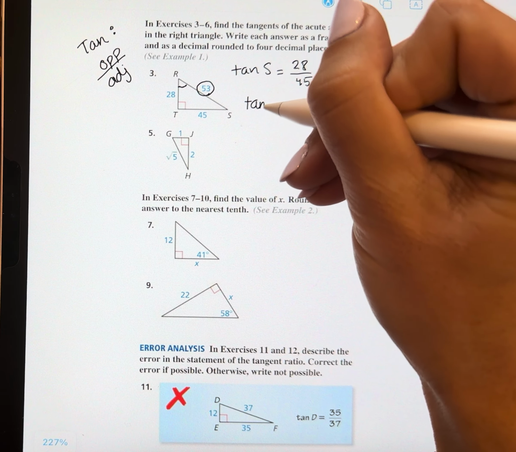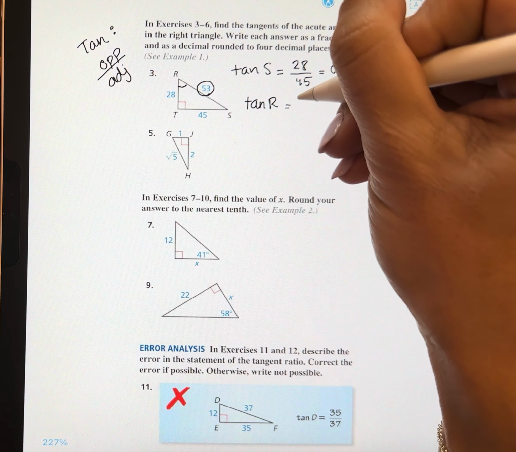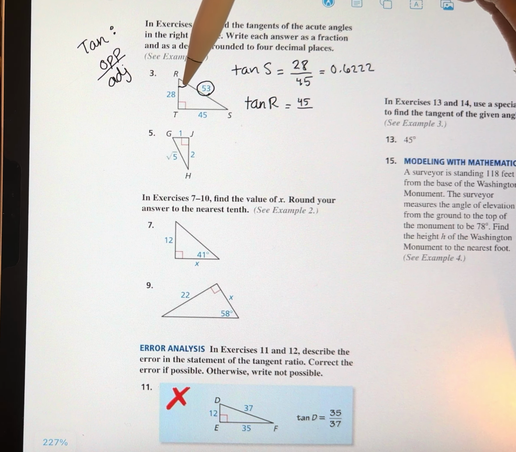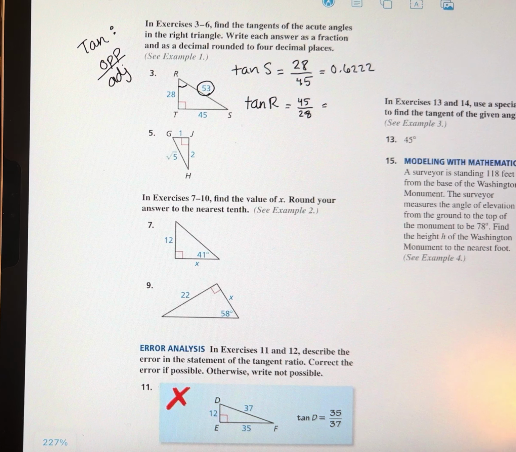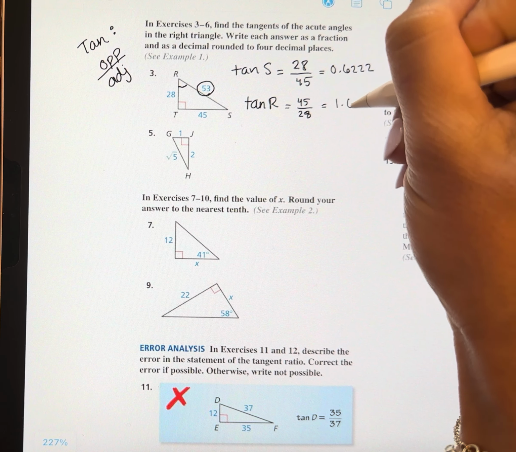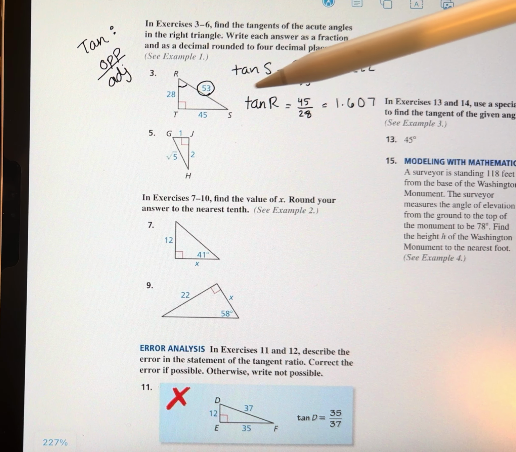And then we also want to do the other acute angle, so that's R right there. Now for this one, you're just going to have to change your perspective. Pretend you're standing here at R. Where is opposite? Whoop, it's 45, over what's adjacent, next to it, that 28, because it can't be 53 because 53 is the hypotenuse. If 28 over 45 doesn't reduce, neither does 45 over 28. But I can round it to 1.607. All right. And then just notice the tangent of one acute angle and the tangent of the other acute angle are just reciprocals of one another.